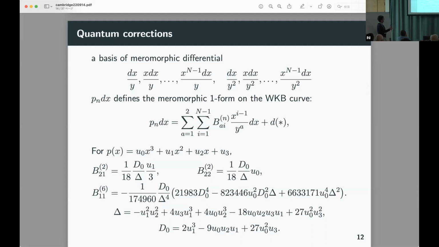Here delta means the discriminant of the curve, and D naught is some polynomial in the coefficients. This D naught always appears in the higher dimensional factor. Previously I mentioned the cases where the correction vanishes. In those cases, D naught always vanishes. So for some specific potentials, this coefficient always vanishes. This is a phenomenon I observed for these special cases.